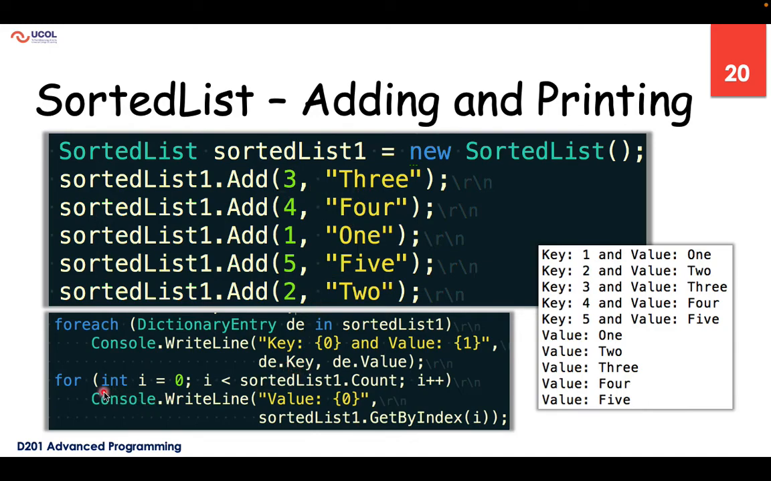And then we can also say for int i is equal to 0, i is less than sorted list 1 dot count. So this is a sorted list, and 1 dot count will give me the number of elements present. We have 5 elements, so index values start from 0. So we say sorted list 1 dot get by index. Get by index will give me the value only. Now we are providing the index value, but we are getting only the values, not the keys. Okay, so this is how we can access.